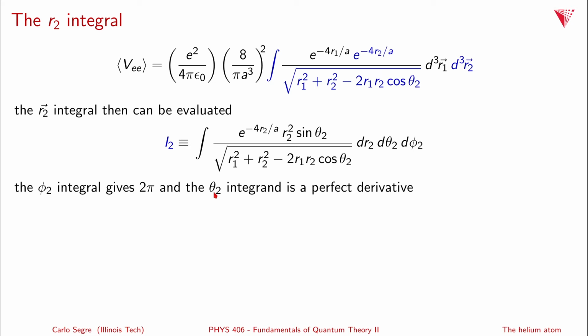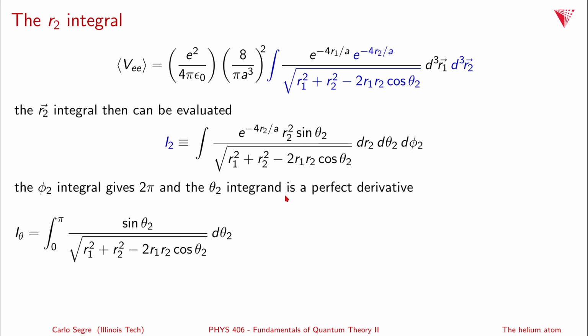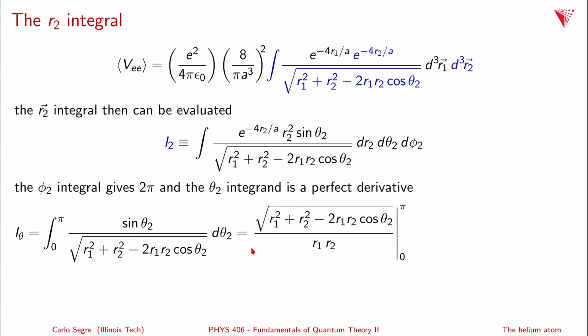And the theta 2 integrand is a perfect derivative, as it turns out. That is, if we look at this theta integral alone, we have an integral from 0 to pi of sine theta 2 times 1 over the square root of r1 squared plus r2 squared minus 2 r1 r2 cosine of theta 2, integrated by d theta 2. And this is a perfect derivative of the square root of r1 squared plus r2 squared minus 2 r1 r2 cosine theta 2, over r1 r2.